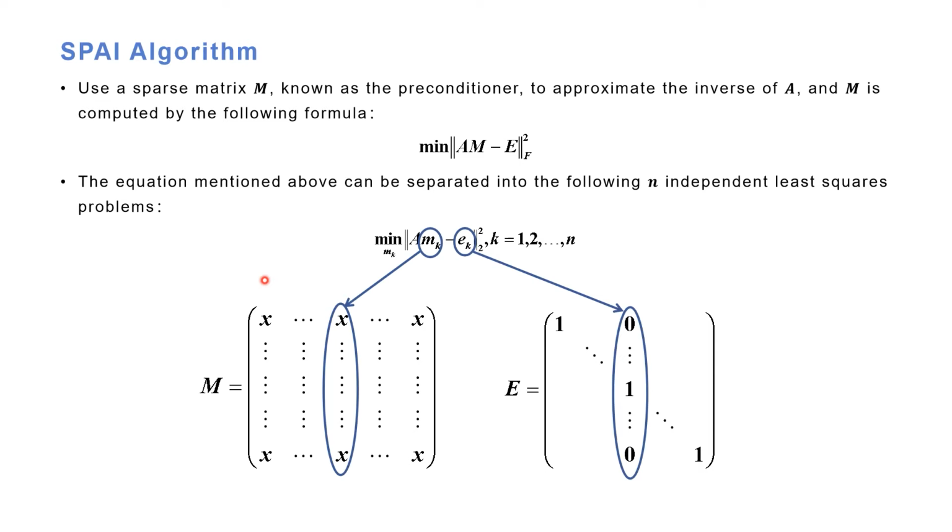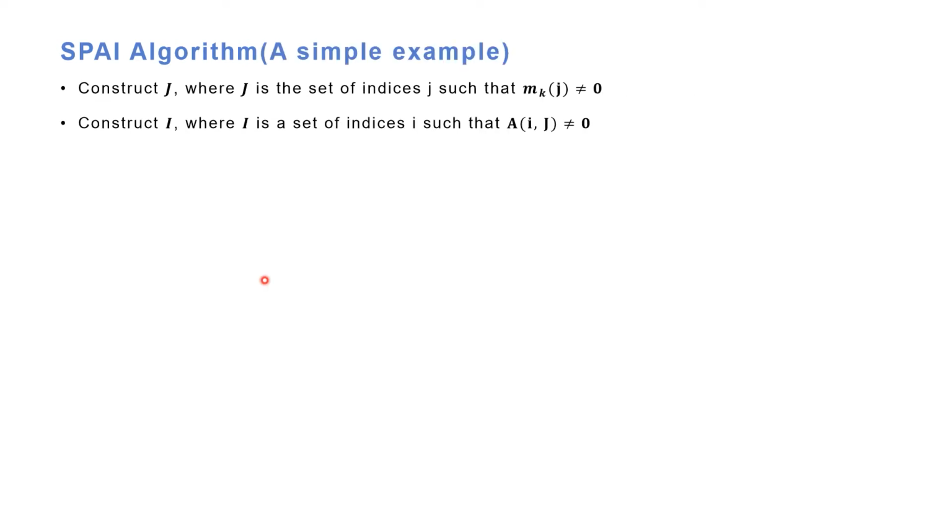In order to have a clearer understanding of the process of SPAI algorithm, which is also the calculation process on each GPU in the later optimization part, I will show you a simple example. Firstly, we are going to construct the arrays J and I, where J is the array of indices such that Mkj is not equal to 0, and I is a set of indices such that Aij is not equal to 0. For example, we construct J and I for the first column of the matrix A.